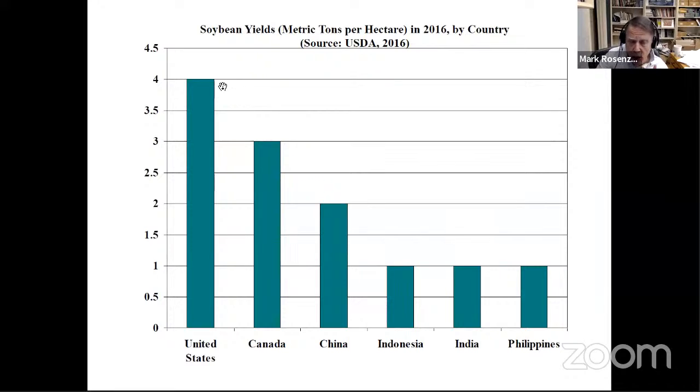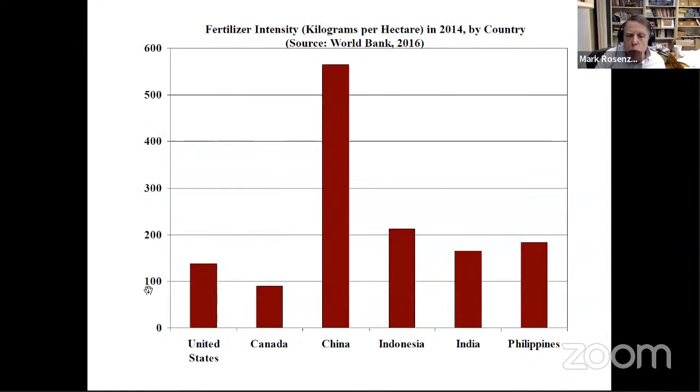So if we look at the yield differences, we see that the yields for soybeans are 4 times what they are in Indonesia, in India, and the Philippines. And if we look at China, China doesn't look so bad. But it turns out that one of the reasons that the yields are higher in China is they way overutilize fertilizer. So this is fertilizer per hectare across these countries. And you can see that China is quite an outlier.